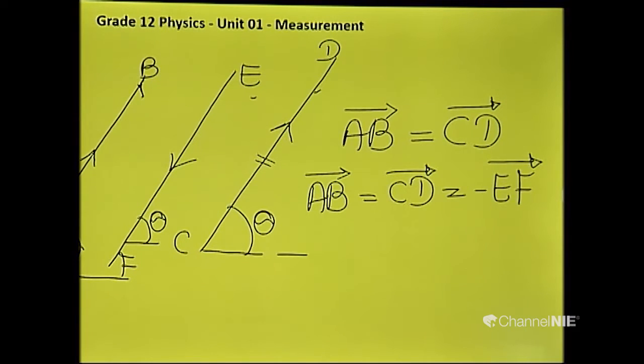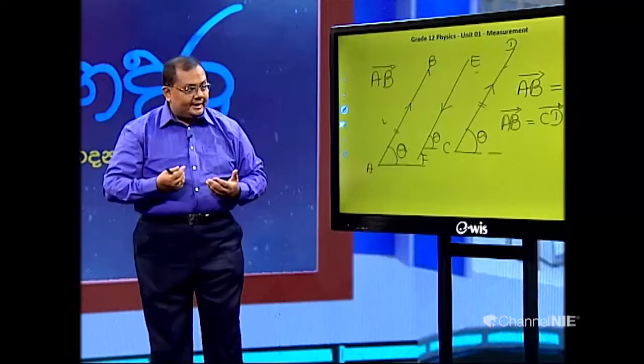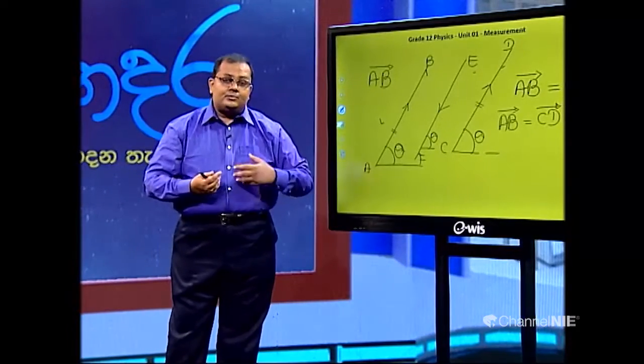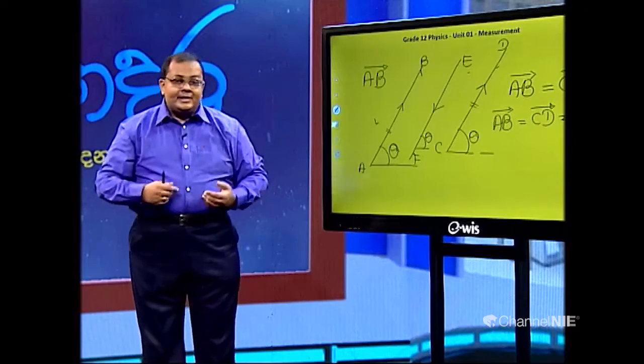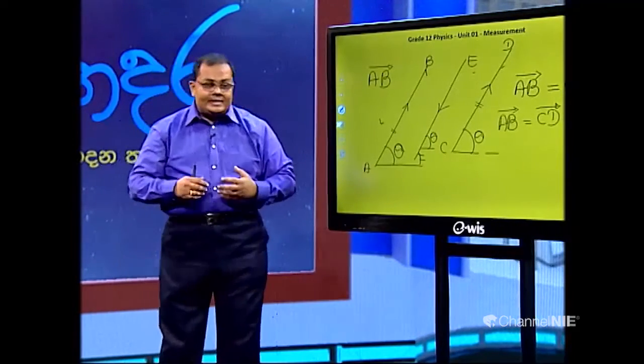Now it's a very simple notation. Now we are going to study how to add them together, right? If you are given many vectors, you should be able to find the resultant of them. That means addition of vectors. Now we are going to study about that.